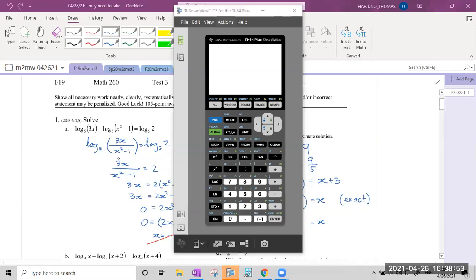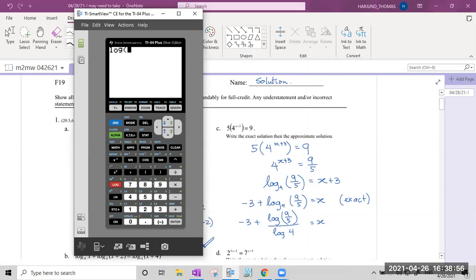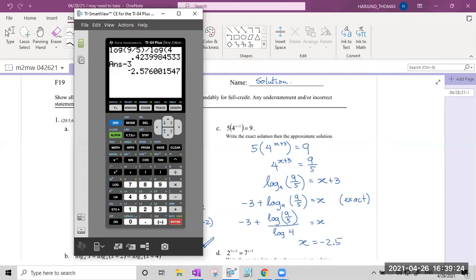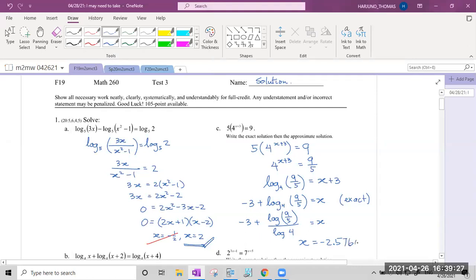So log 9 over 5, close parenthesis, divided by log 4. And then subtract by 3. Negative 2.57600. So x equals negative 2.57600. And make it 5 decimal places. Okay, this one is the approximate solution.